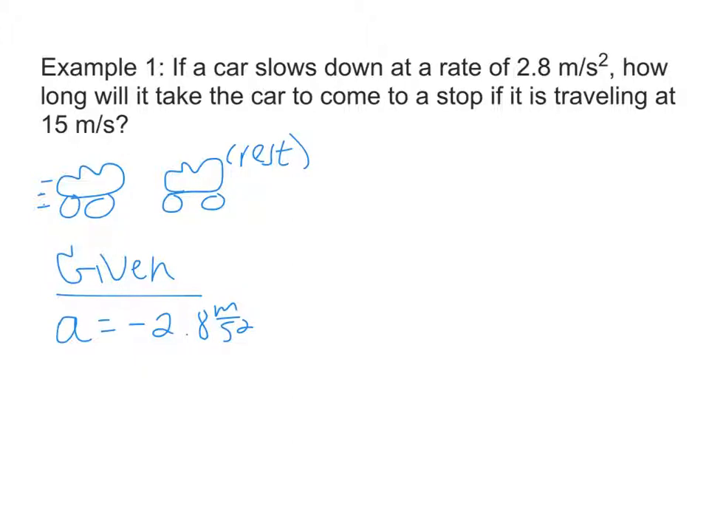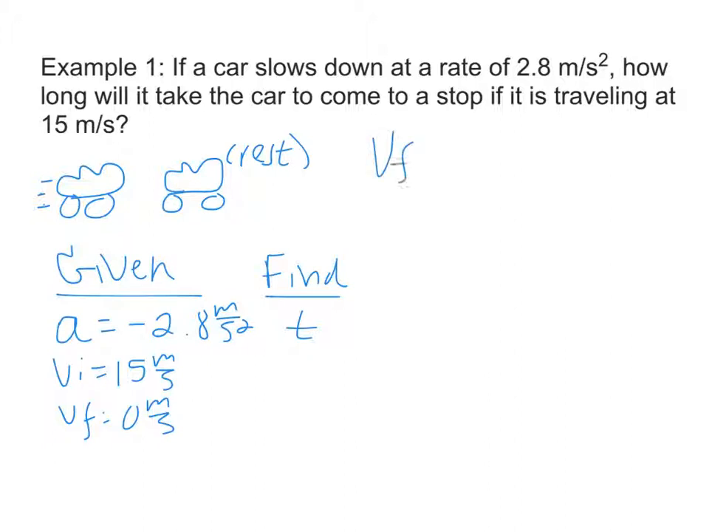We also know that the initial velocity is 15 meters per second, and it comes to a stop, so the final velocity is 0 meters per second. And we want to find how long, so we're looking for time. Using the variables that I'm given, so acceleration, final, and initial velocity, and looking for time, the only equation that it would make perfect sense to use would be v final equals v initial plus at.